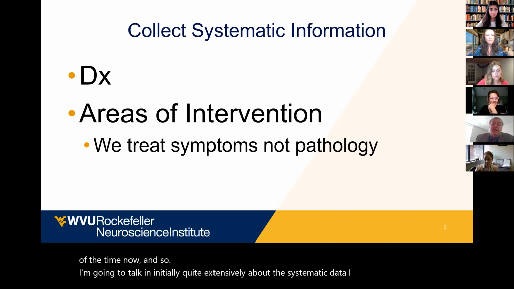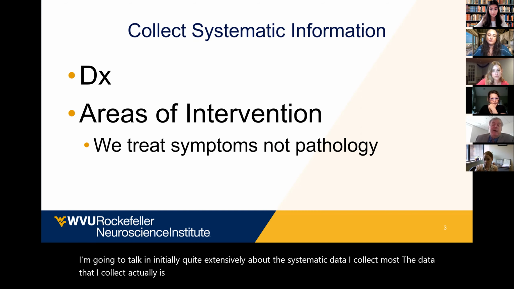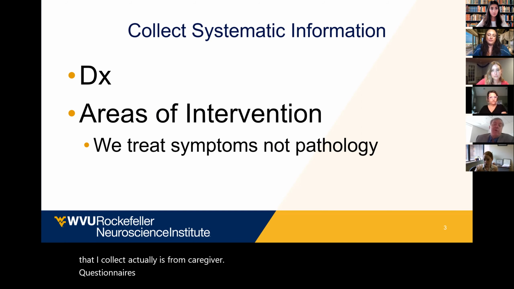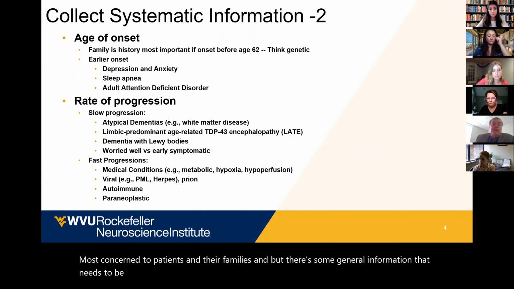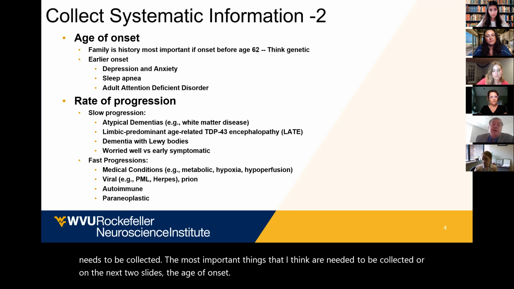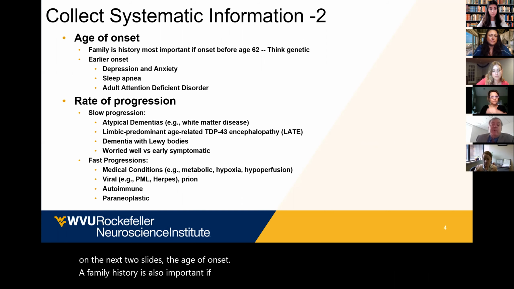Most of the data that I collect actually is from caregiver questionnaires so that I can focus on the areas that are of most concern to patients and their families. But there's some general information that needs to be collected. The most important things that I think are needed to be collected are on the next two slides. The age of onset. Family history is also important if the age of onset is before age 62, and in that case you should think about genetics.